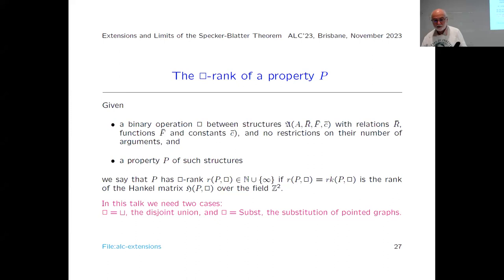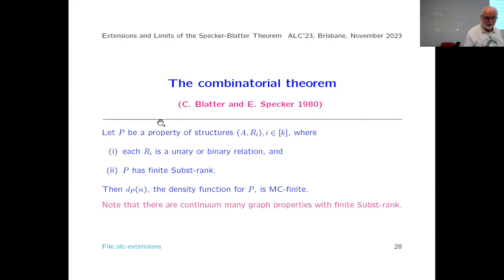And Specker and Blatter actually prove the theorem in two parts. The first part is the combinatorial part, no logic involved at all. Let Ri be unary or binary relations. Let P be any property, or let's stay with graphs, where the substitution operation in the Hankel matrix has finite rank. And then look at the density function for this. And they show that under those assumptions, which applies now to uncountably many cases, the corresponding density function is MC finite.